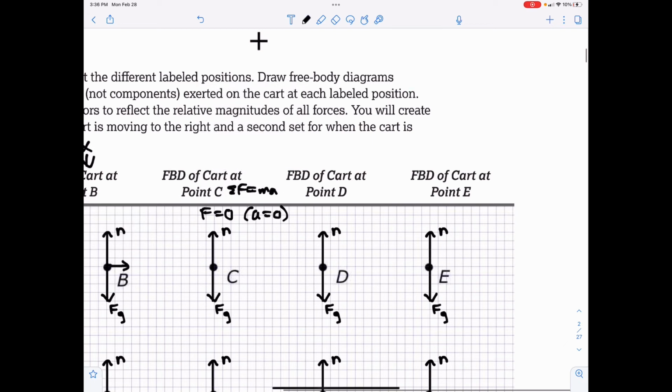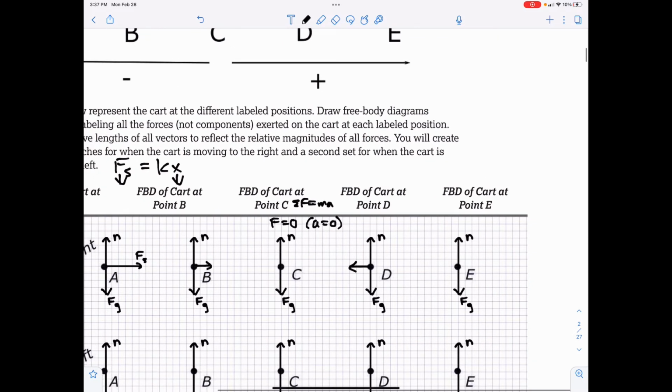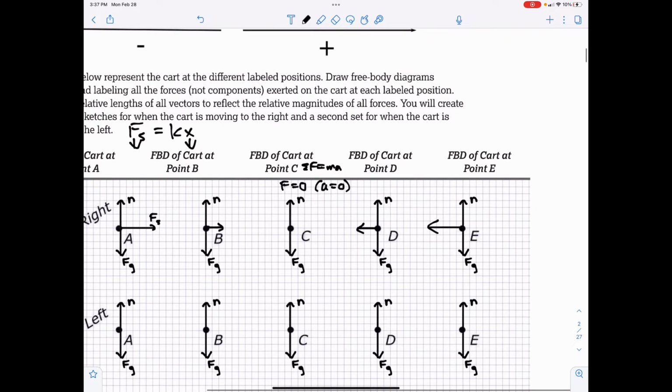At point D, well, now the net force is going to be about as long as this is in B, but going the other way, pointing back towards equilibrium. Okay, and then finally, the spring force on the cart at E would be the same as it is at A, but pointing to the left. When the cart starts moving to the left, in other words, from E back to point A again, it's just going to be exactly what we have right here.